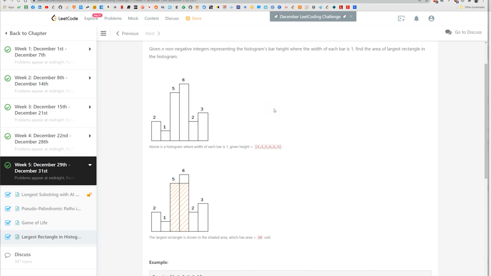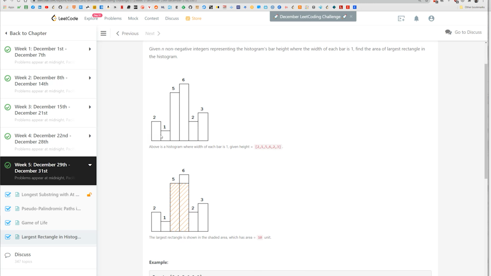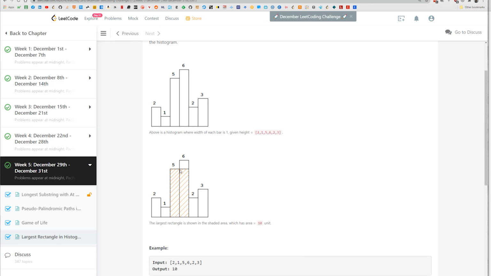The algorithm is not really easy to think of. I think it's a quite interesting problem. So the question is asking you, given a list of numbers representing the height of each bar in a histogram, to find the largest rectangle you can find in the histogram and return the area of that rectangle.